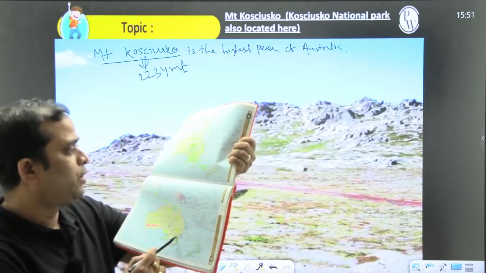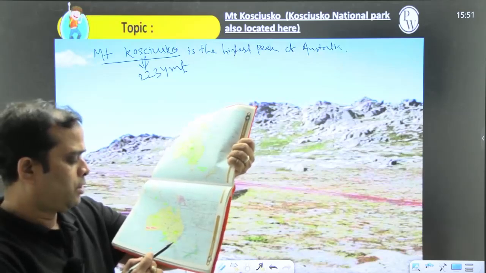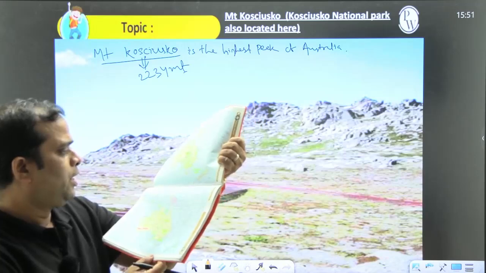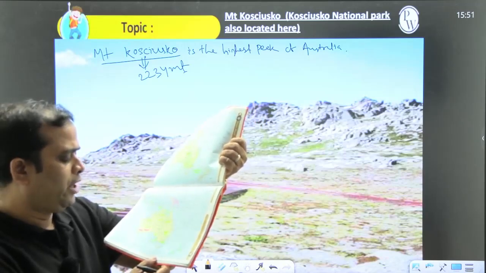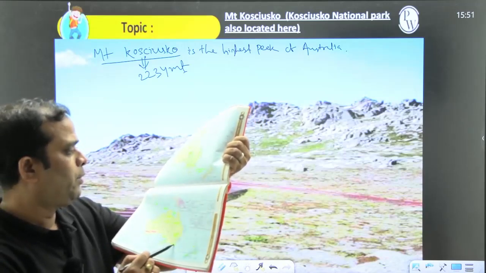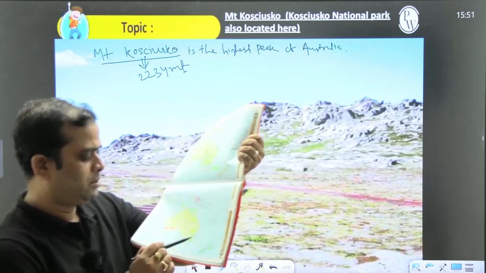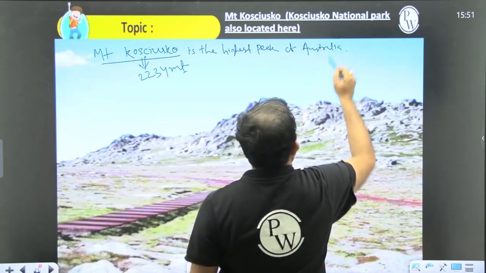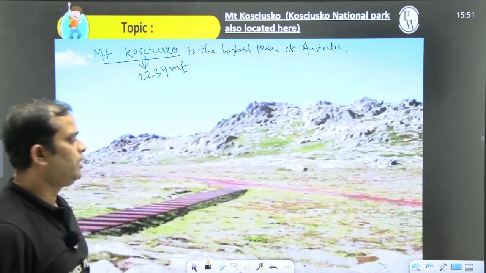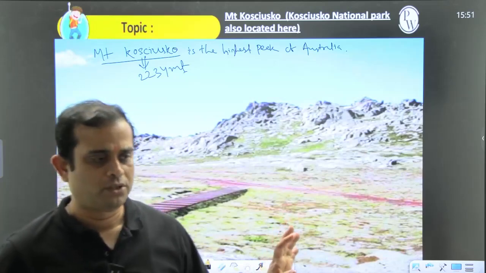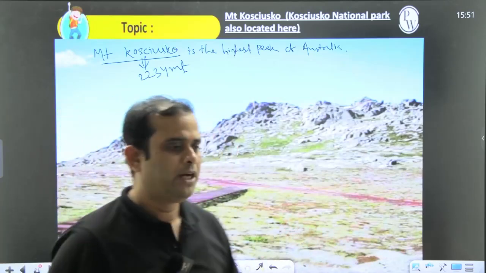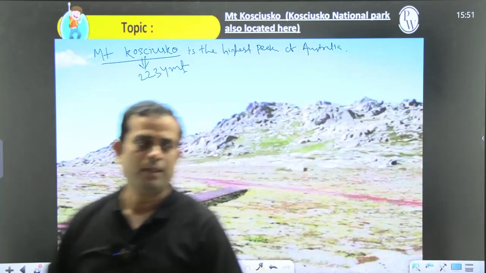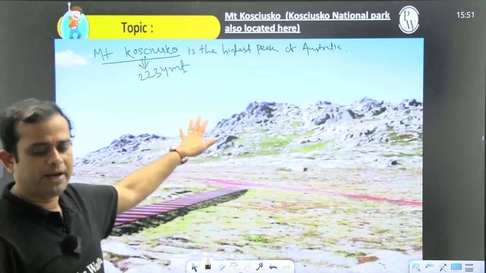It lies in Victoria, in between Victoria and New South Wales, basically. This is Mount Kosciuszko. It is also a famous national park. This question has already been asked in the exam, about Mount Kosciuszko. This is also a national park in Australia.